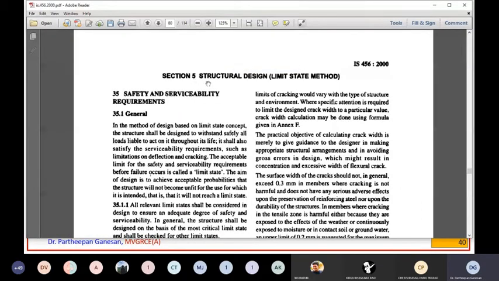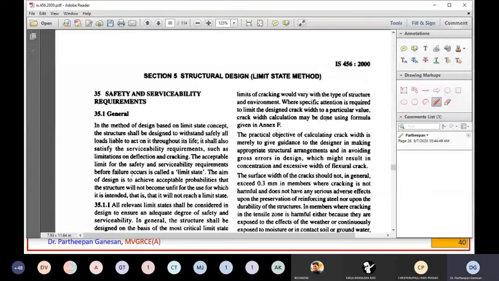Okay, you can see structural design limit state method, section 5, safety and serviceability. Here you can see the definition of limit state. The acceptable limit for safety and serviceability requirements before failure occurs is called limit state method. So this is the limit state.